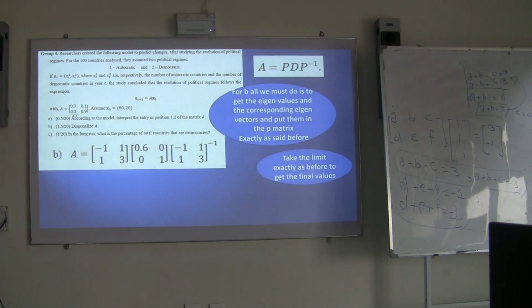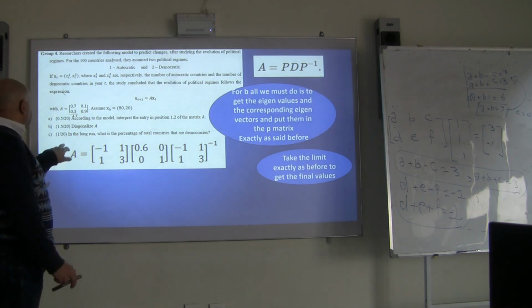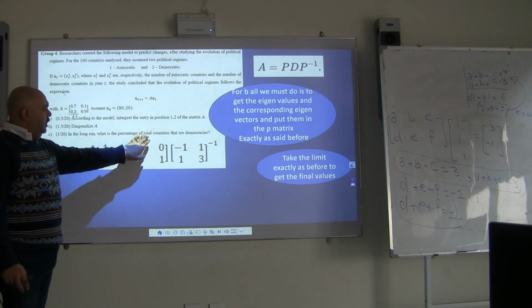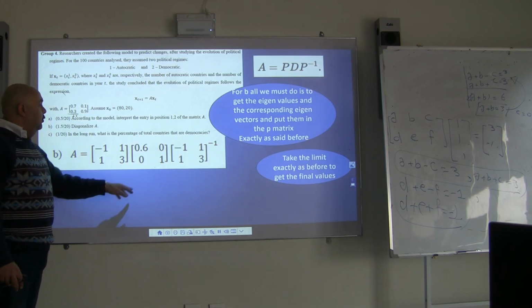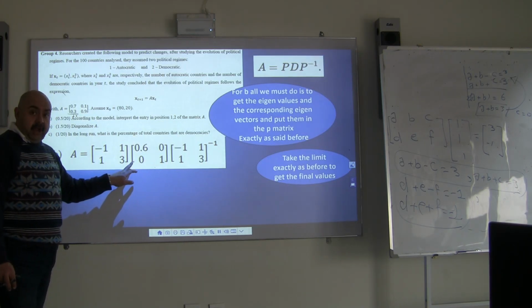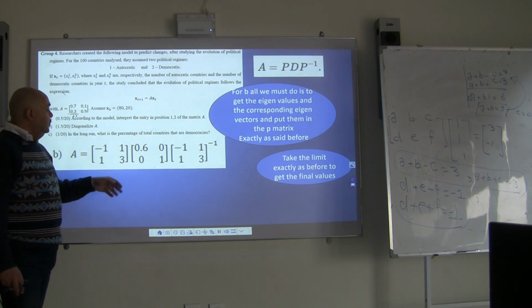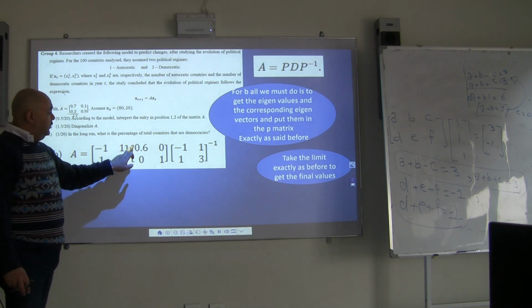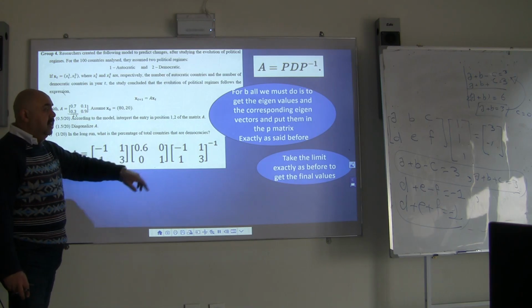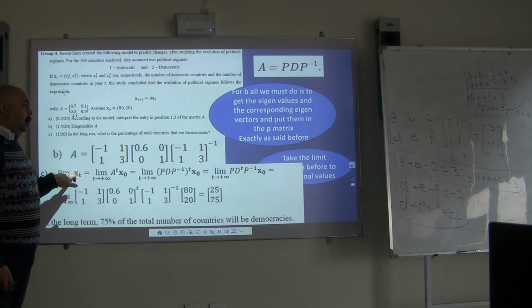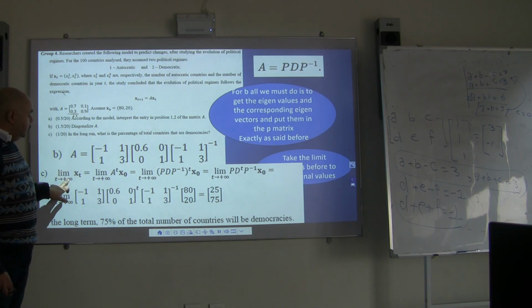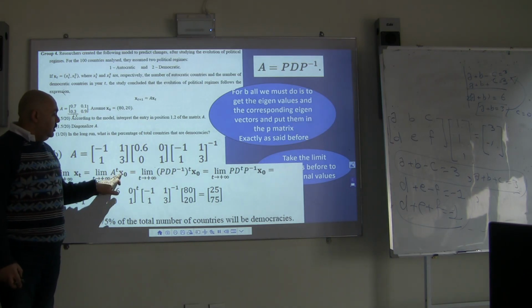As I told you, part C is asking you, in the long run, what's the percentage of total countries that are democratic, which means I will take the limit for time n. So all I have to do is to get this value, 0.6 to the power of t, 1 to the power of t. This is the main advantage of using the eigenvalues or diagonalization. So I will take the limit of t tends to infinity of x_t, as you see in the next slides. So t tends to infinity, A to the power of t times x naught.